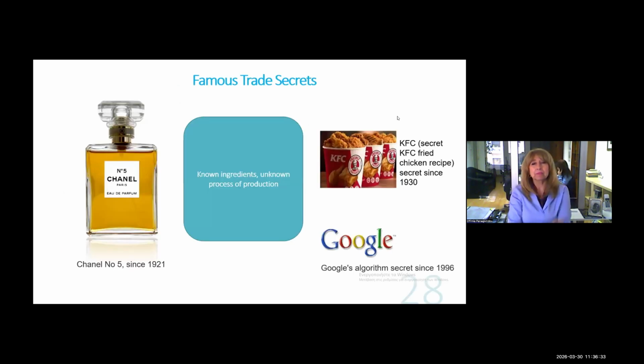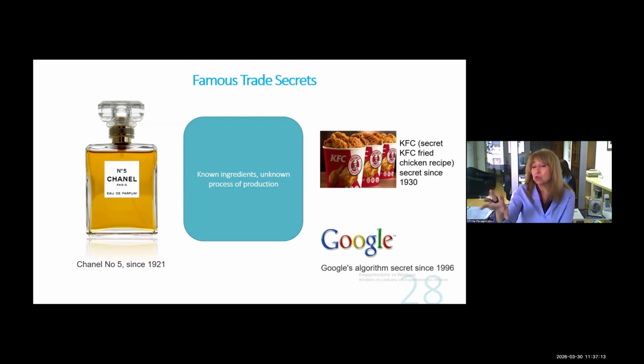So here we see famous trade secrets. The Chanel number 5, first put in circulation in 1921. These products have known ingredients, but unknown process of production. The KFC is a secret fried chicken recipe, secret since 1930. We know the ingredients, we don't know the process of production. The Google algorithm is also secret. It could get a patent in the US as a software program, but it didn't.